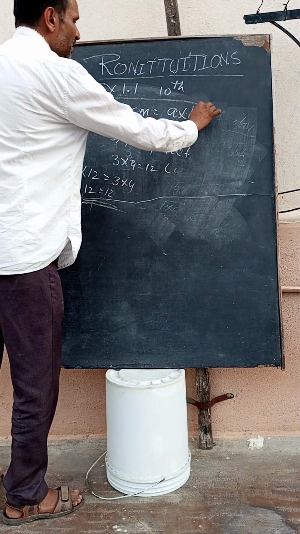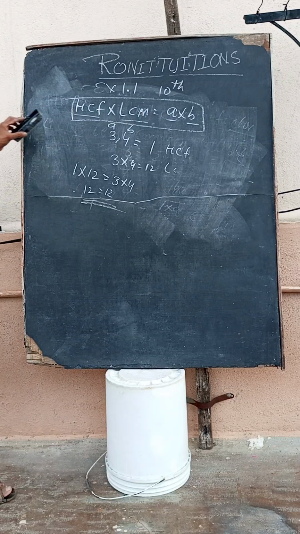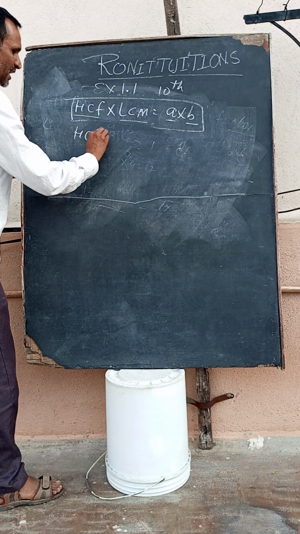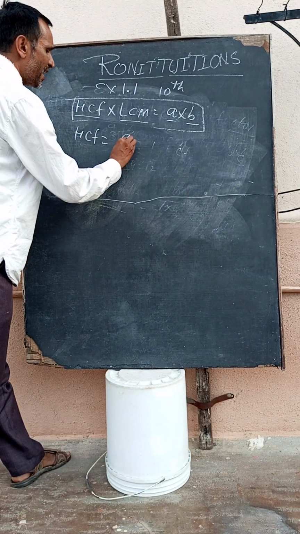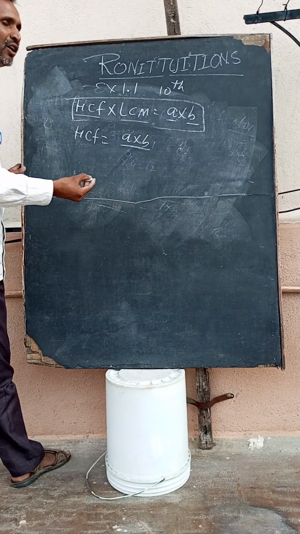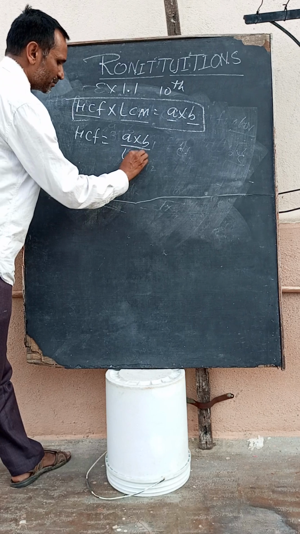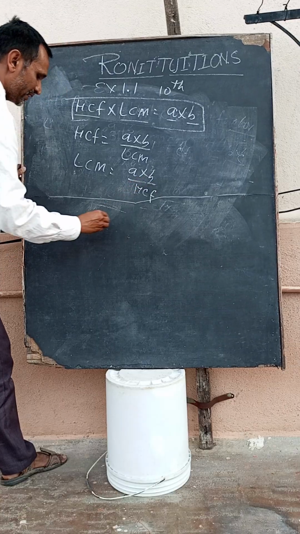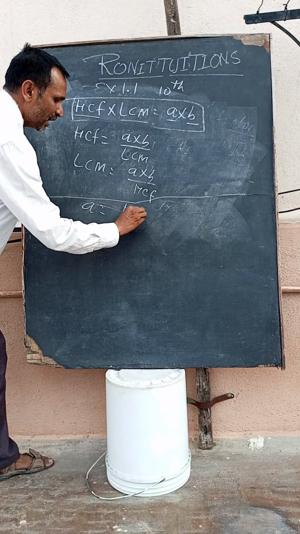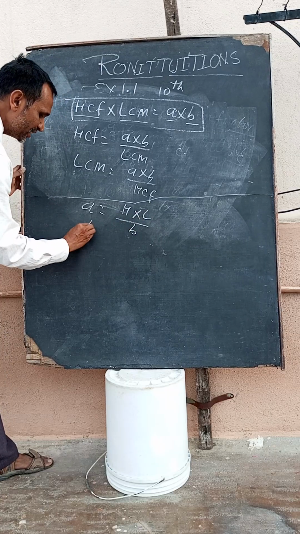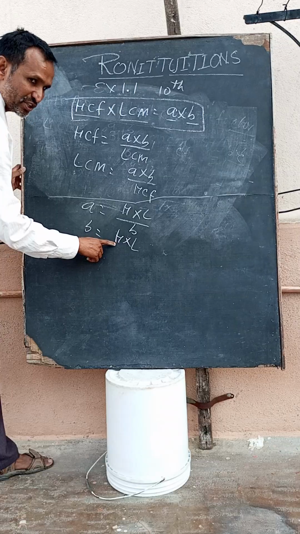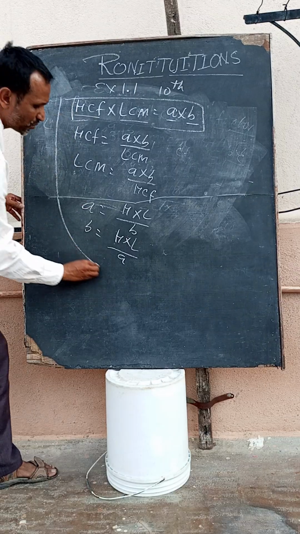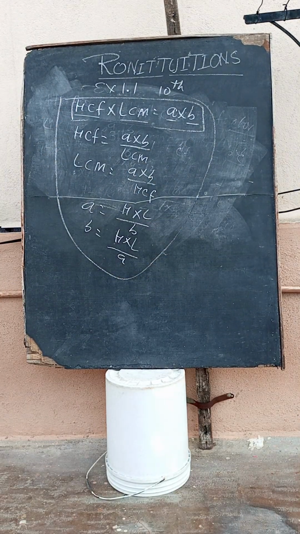So keep in mind, this is the formula. Now from this we can create other formulas. Write a note. HCF is equal to A into B by LCM, where A is the first number and B is the second number. LCM is equal to A into B by HCF. A is equal to HCF into LCM by B. B is equal to HCF into LCM by A. These are the formulas created from this one. We use this in the second main question.